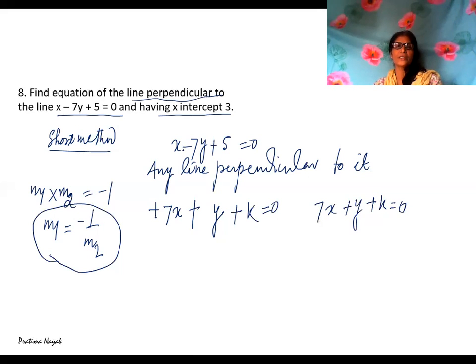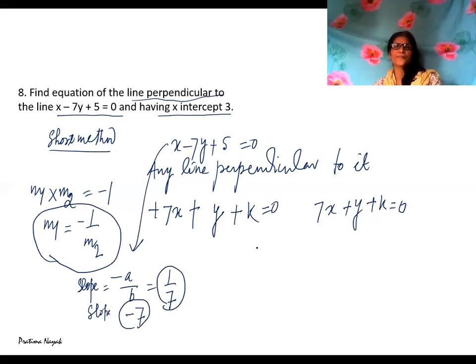Just check once. For the first line, I'm writing a short formula for slope: it is minus A by B. So here the slope is 1 by 7. And coming to the second one, the slope will be minus 1 by B, it will be minus 7. Are you getting the product is minus 1? Yes. Now again, it is making x-intercept 3. X-intercept is 3 means I'm going to the intercept form.